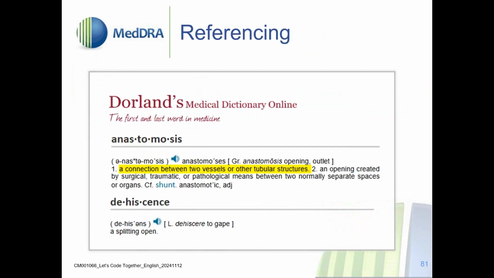So first, let us look into the dictionary again. So what is an anastomosis? A connection between two vessels or other tubular structures, like for instance, the intestine or ureter. So this is an anastomosis. And dehiscence is a splitting open. So a pathological separation of neighboring tissue, and in this instance of the tissues that were connected by the anastomosis.